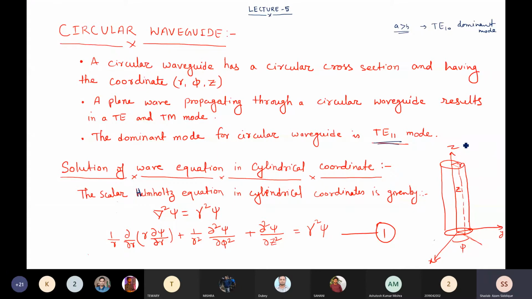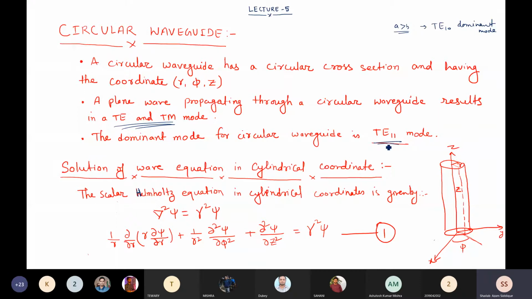But the concept is a little bit different, and it exists only for a particular type of waveguide. Generally, we have TE and TM modes for a hollow structure. So for a hollow circular waveguide, the TE and TM modes exist. In a hollow structure, TEM does not exist.